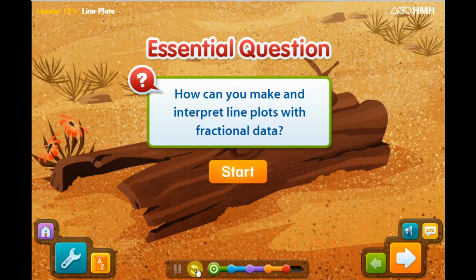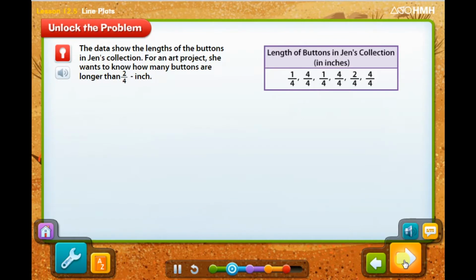A line plot is a type of graph that represents the frequency of any data on the number line by plotting dots or x's. And the type of data here is fractional data, so you can guess that we will use fractions. Okay, and I promise you it will be an easier lesson. Let's start. Take a look at how to use a line plot to solve a problem.